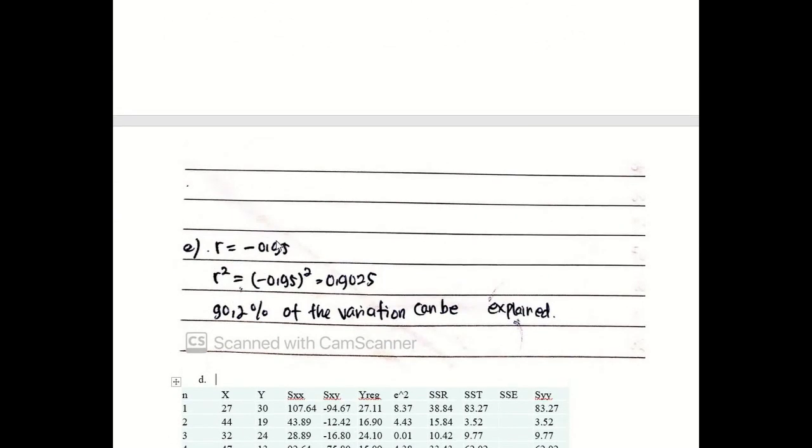So we move to part E: what proportion of the Y variability is explained by the fitted regression line? We have R equals minus 0.95, and R squared is minus 0.95 squared. We get the result 0.9025, so 90.2% of the variation can be explained. So that's all for number 2.